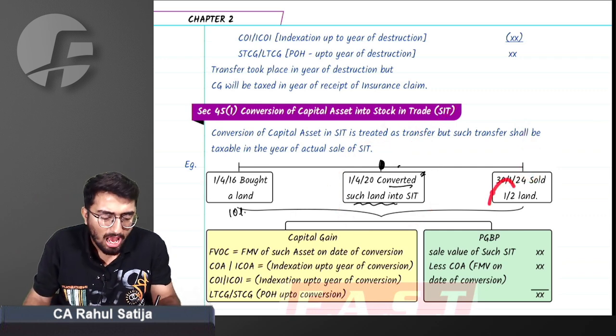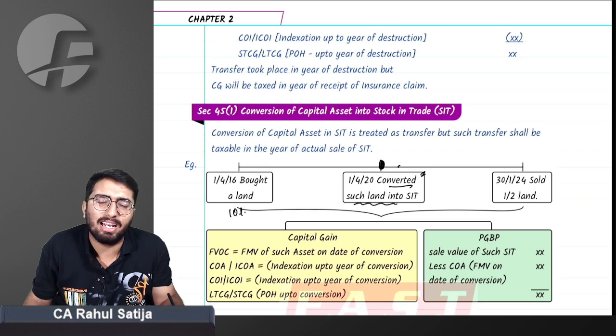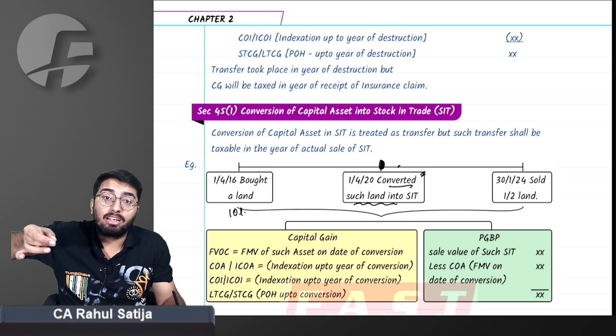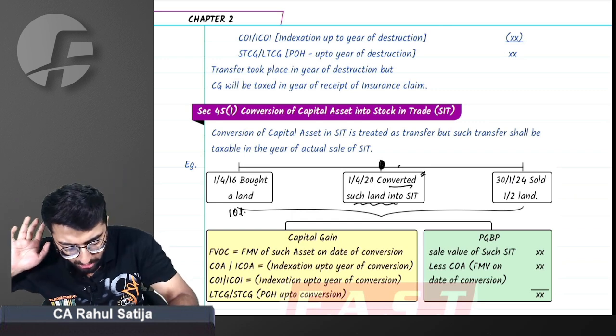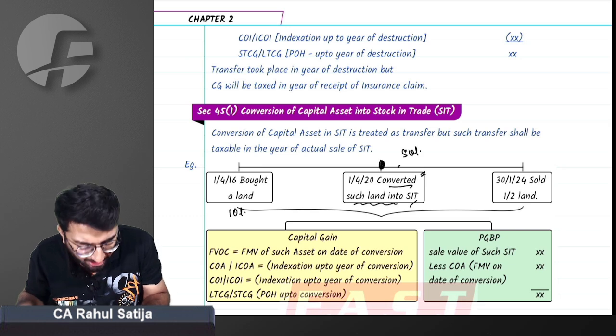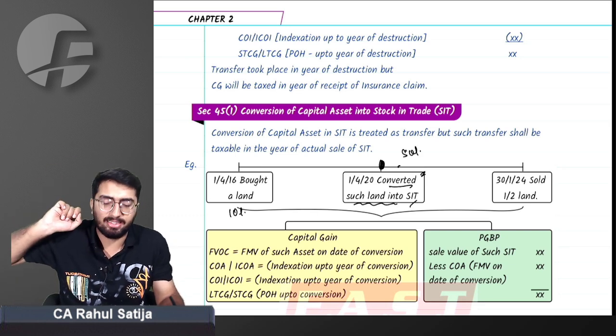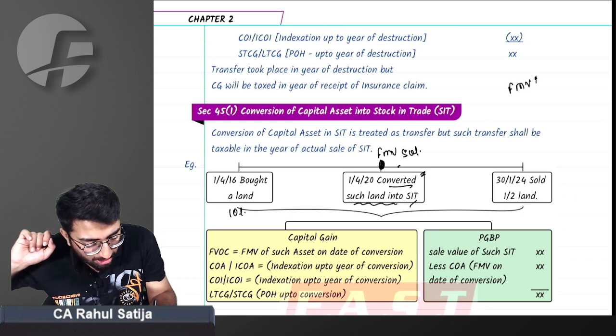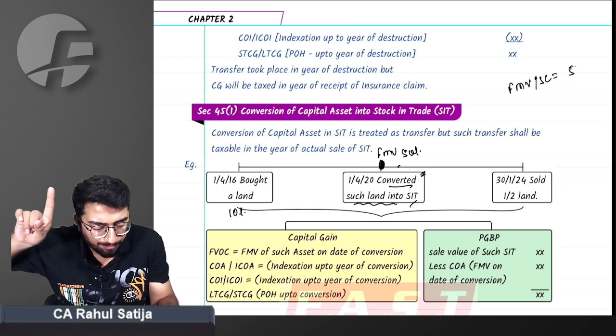On 1st April 2024, half of the land is sold. First half of the land is sold. So how will my capital gain be calculated? We have to determine the fair market value on the date of conversion. Let us suppose the fair market value on the date of conversion is 50 lakh. Now you have to calculate capital gain here itself. How will capital gain be calculated? You have to take FMV. FMV will be the sales consideration on the date of conversion.